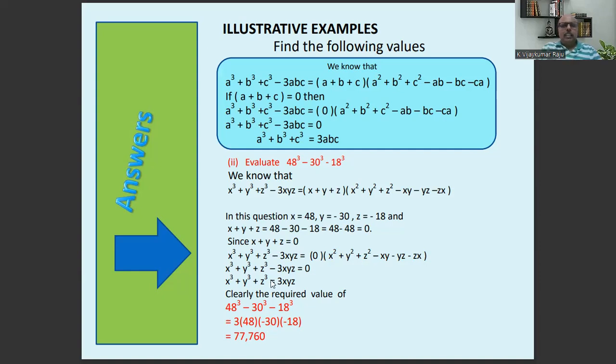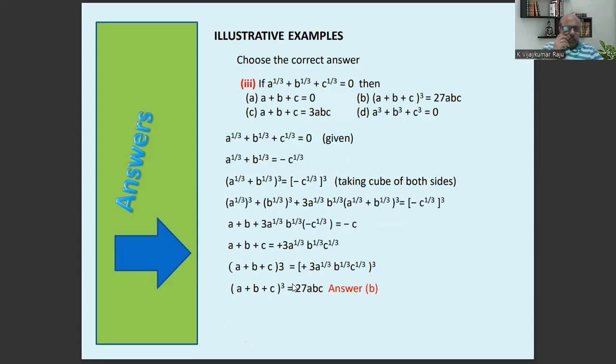77,760 is your answer. That means if you multiply 48 three times, 30 three times, 18 three times, and subtract this through two cubes with this, you will get this as the answer. This is an easier way of doing it. Now, see, choose the correct answer. This is a special case here.